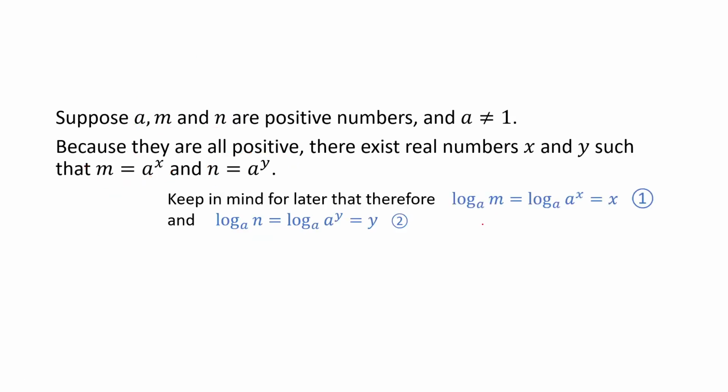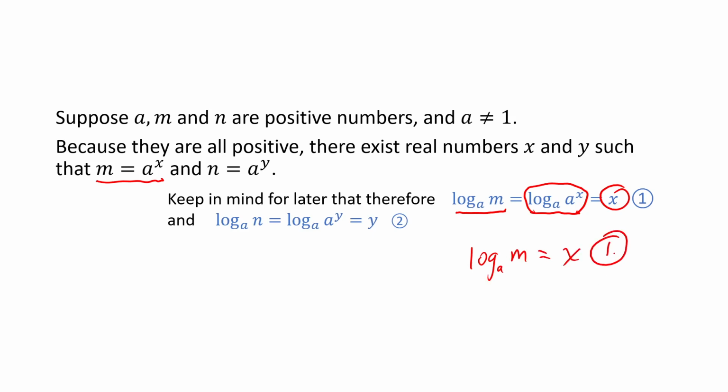Now, in the next step, we are saying the log base a of m is equal to the log base a of a to the x, because a to the x is m. And then, as was said on the first slide, when we see log base a of a to the x, we know that that's x. So what we're going to put as equation 1 is log base a of m is equal to x. And this is going to be our equation 1. We're going to come back to it later. And similarly, when we say log base a of n, well, we know n is equal to a to the y. It says it right here.